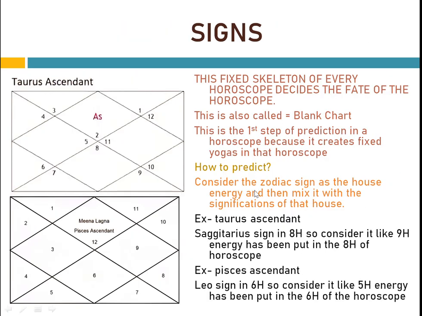It means, suppose Taurus ascendant. Suppose Taurus ascendant, the 11th house has the sign of Pisces. So this house has already connected to Jupiter. Why? Because it is the house of Jupiter. So this is the first step. Now apart from this house, Jupiter also owns the 8th house in Taurus Lagna. So this 8th house energy and 11th house energy are getting connected.